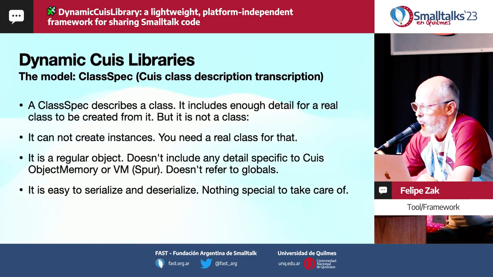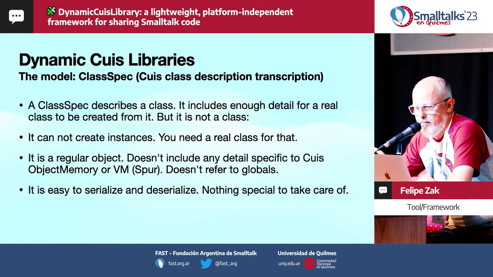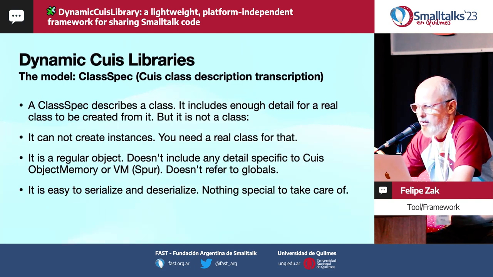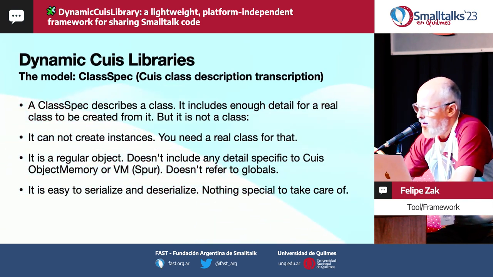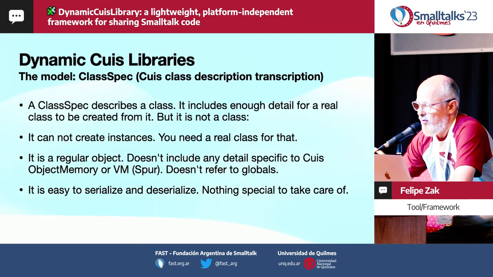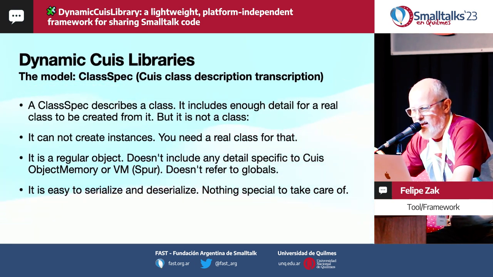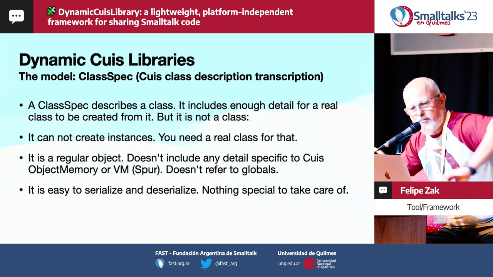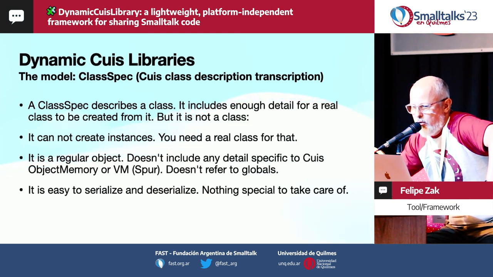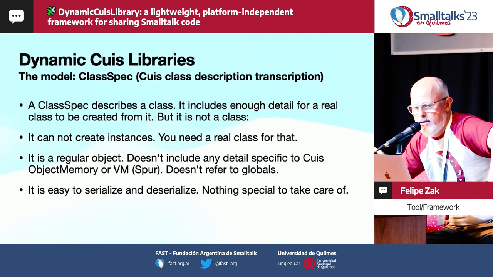So I will not refer to the details of the implementation. I will just give an overview. In the description we have three classes, we have the model. Just one comment: this is a model for a tool to be based on. This is not a tool. As we may intuitively think, the class spec describes the class. It includes enough detail for a real class to be created from it, but it's not a class. It doesn't have any implementation details.